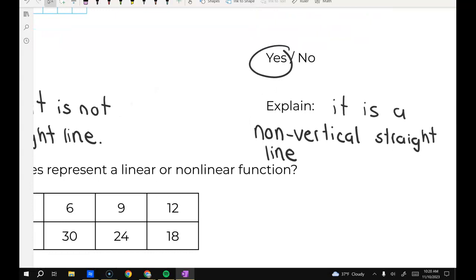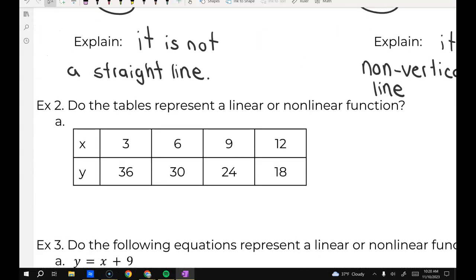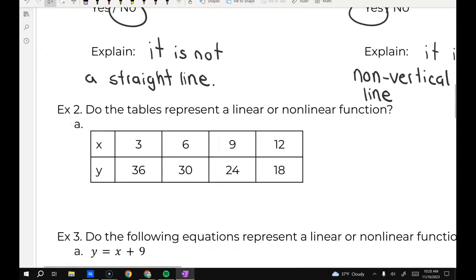All right. We have one third of our learning target done. Now we're going to look at tables. Does a table represent a linear or a nonlinear function? We're going to look for also how we can justify that. When you're looking at a table, you're looking at how the inputs are changing versus how the outputs are changing.